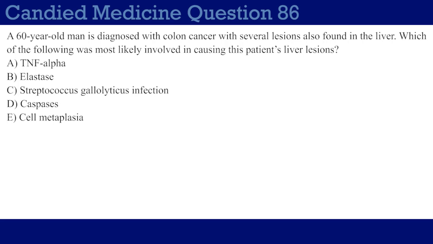A 60-year-old man is diagnosed with colon cancer with several lesions also found in the liver. Which of the following was most likely involved in causing this patient's liver lesions? Choice A, TNF-alpha. Choice B, elastase. Choice C, Streptococcus gallolyticus infection. Choice D, caspases. Or choice E, cell metaplasia.